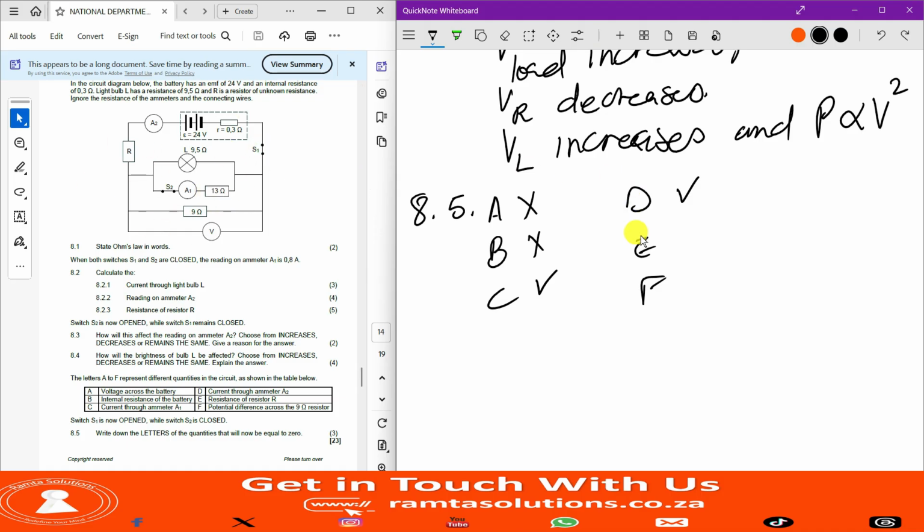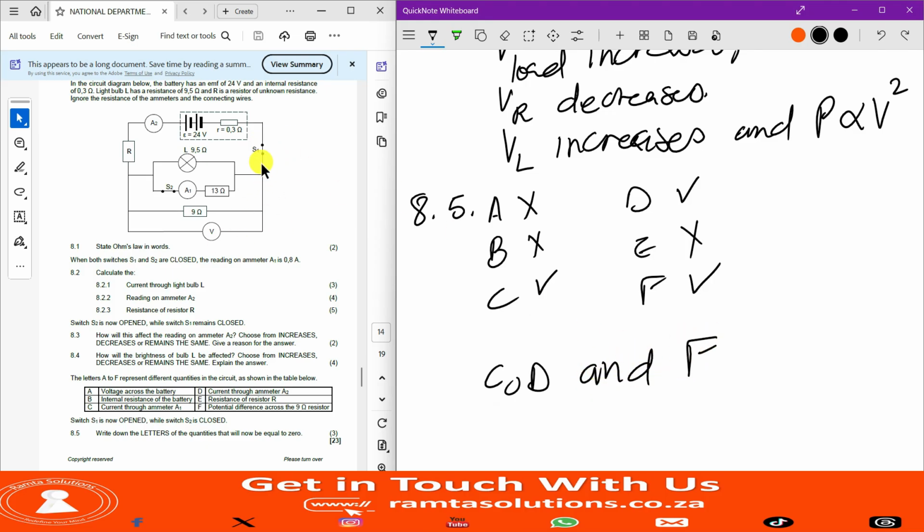Let's look at E. Resistance of resistor R. Come on, resistance will always be there. Okay, so we can't talk about it. Potential difference across the 9 ohm resistor, what will it be? Of course, it'll be 0. All right? Of course, it'll be 0. So our answer here is C, D, and F.